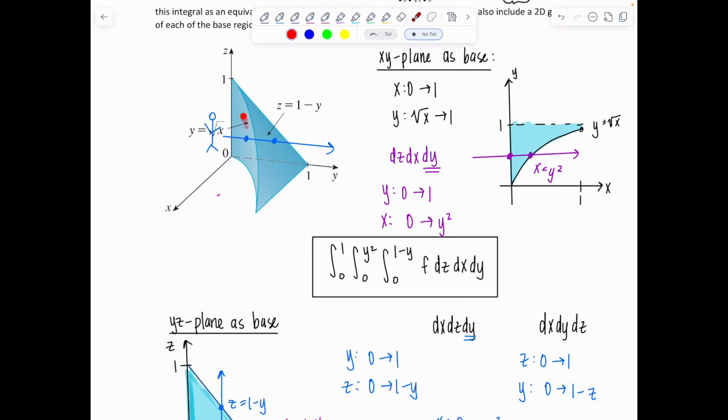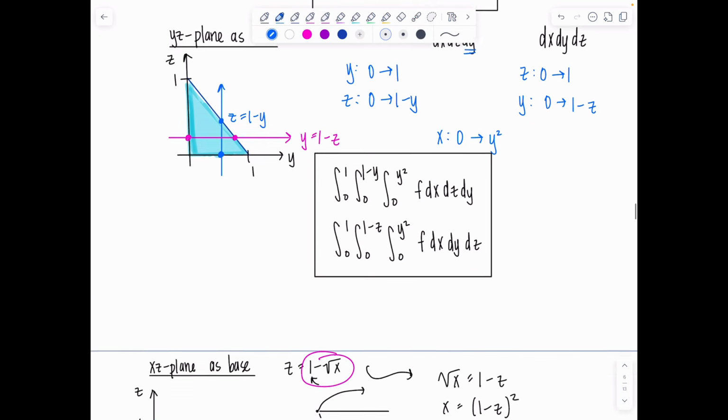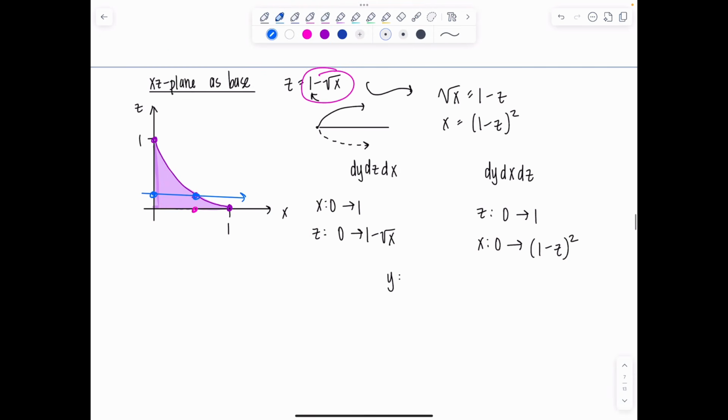It's entering at this surface here, which is y equals rad x. It's exiting at this surface here, which is the plane y equals 1 minus z. I'll say it again. Shoot a bullet in it. It enters at y equals rad x and exits at y equals 1 minus z. There you have it. Rad x to 1 minus z.